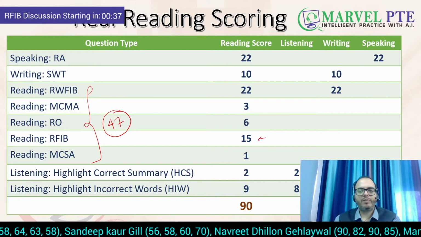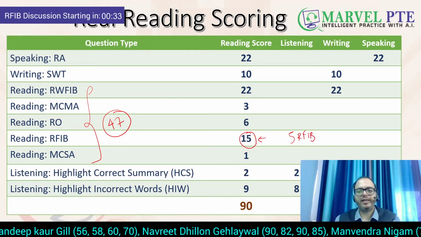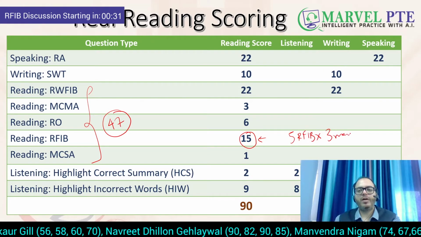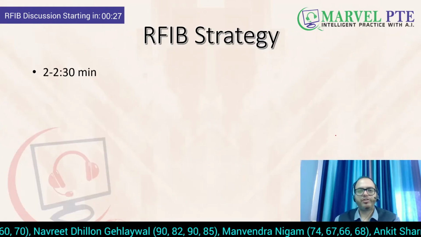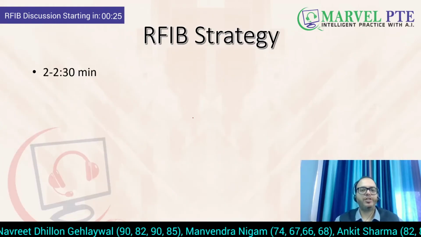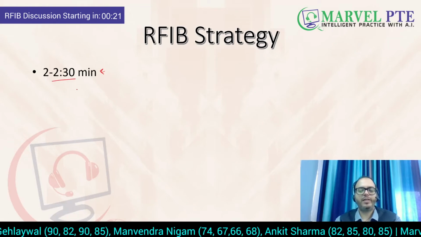And within that, Reading Fill in the Blanks has 15 marks. So if you are getting 5 Reading Fill in the Blanks, they will be of 3 marks each. Okay. So this is how it's being distributed. And what is the strategy? You have to solve your Reading Fill in the Blanks within 2 to 2.5 minutes.